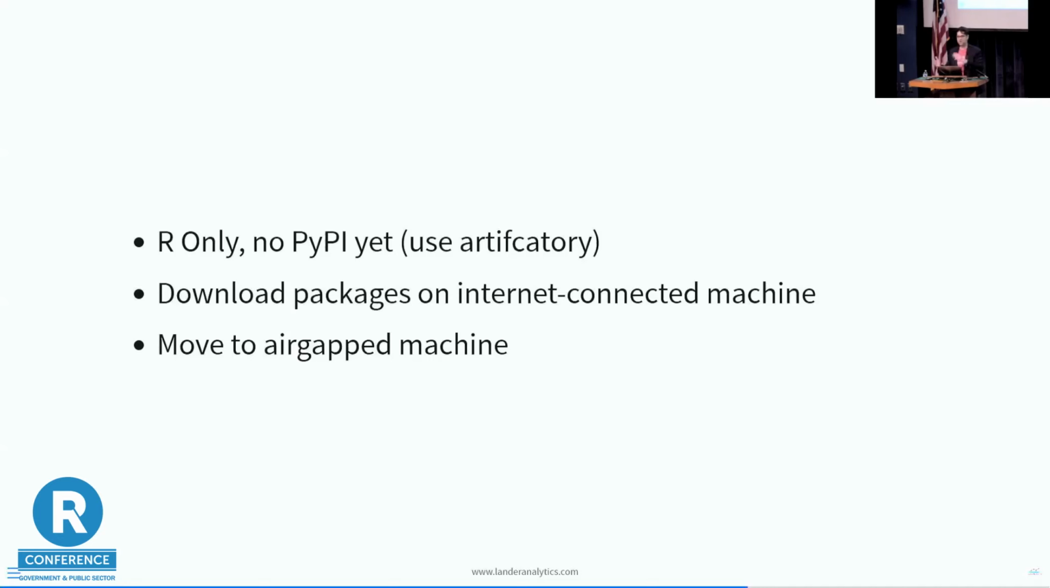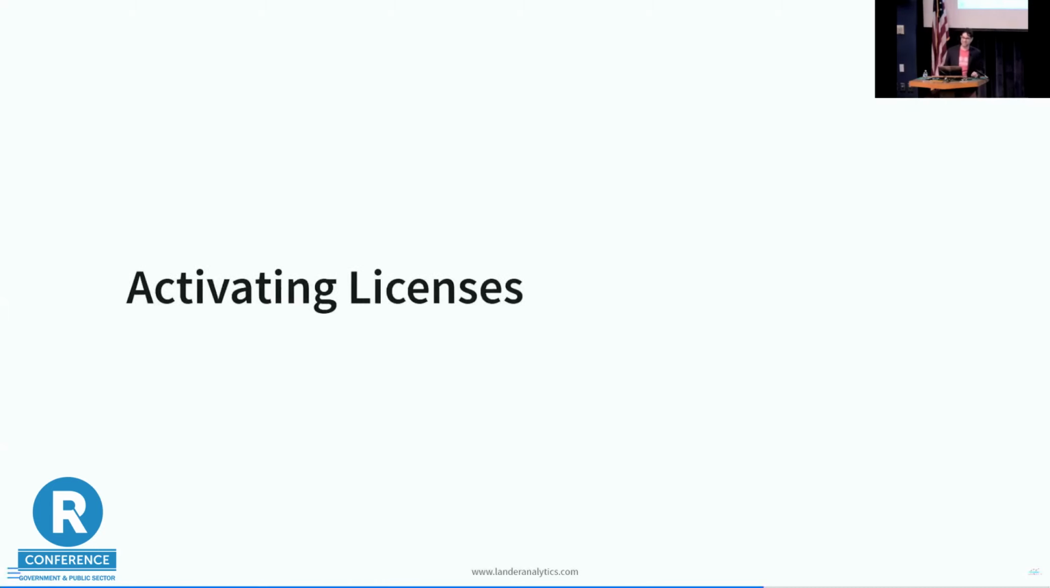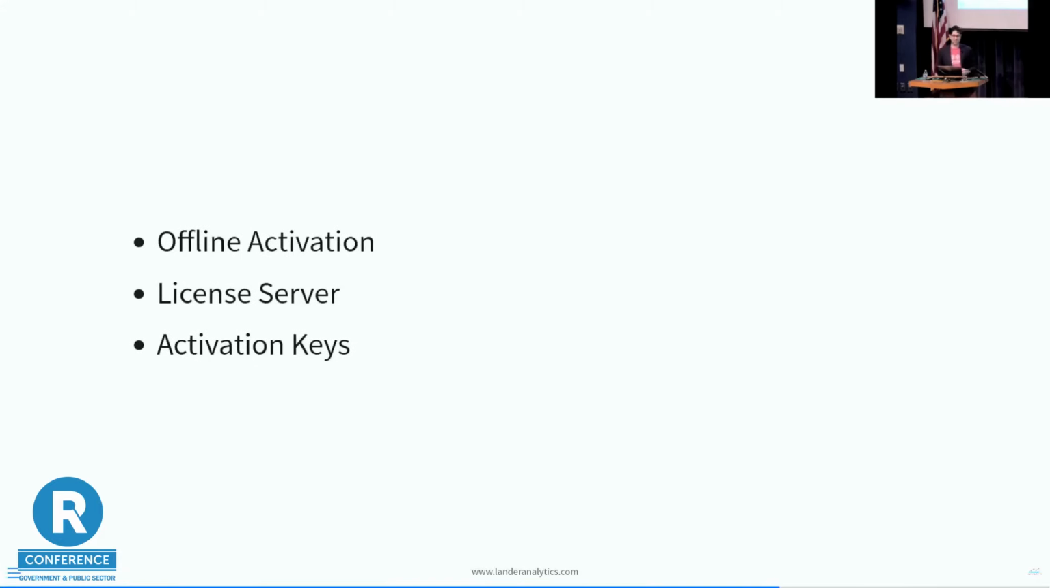Okay, great. We have all the software over there. But we're talking about various types of commercial software, whether it's RStudio or Artifactory or GitLab. You need to activate licenses. You need to show you have a right to use the software. Well, you can do an offline activation, which involves copying and pasting a bunch of code into a terminal and a website. Might not always work.